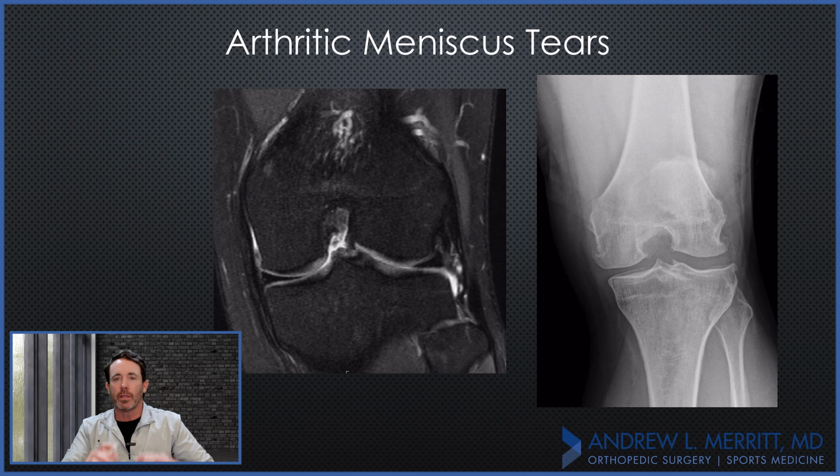So those are the type of tears that often do well with surgery, either repair or a little clean out. Now, there are another whole type of tears which cause a ton of confusion that I would like to just talk about for a second.